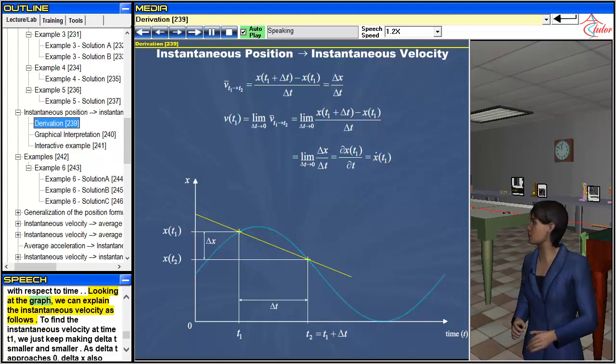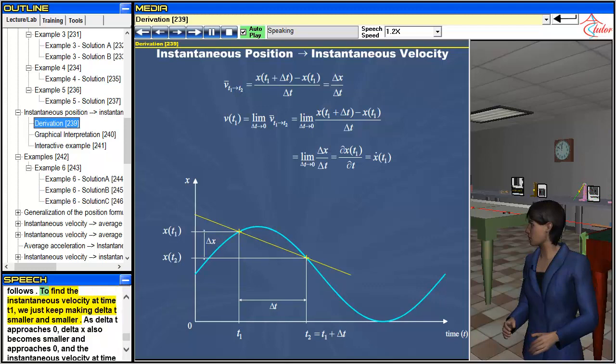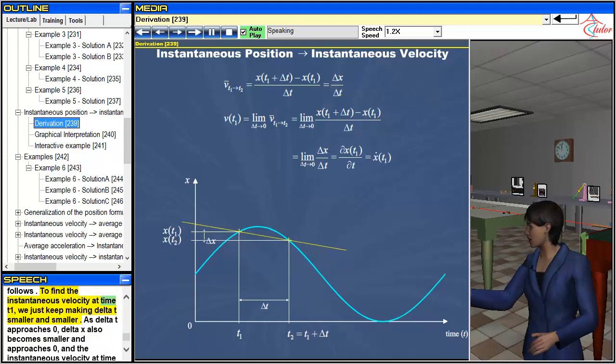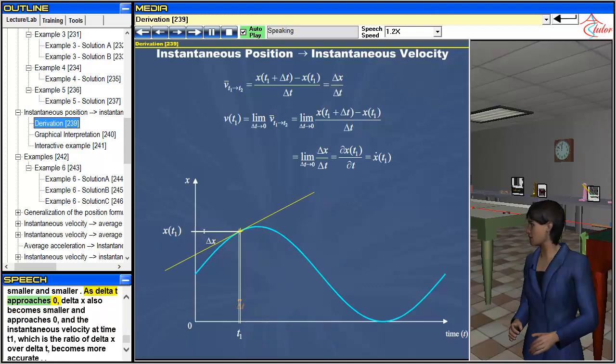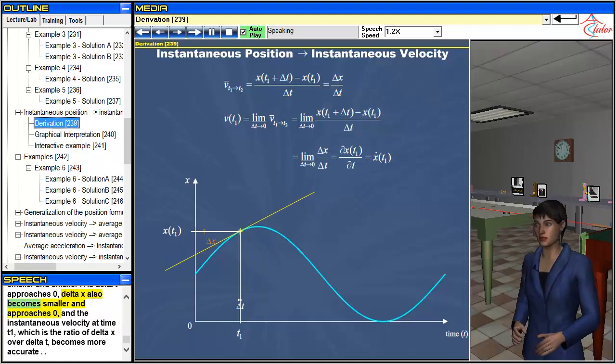Looking at the graph, we can explain the instantaneous velocity as follows. To find the instantaneous velocity at time t1, we just keep making delta t smaller and smaller. As delta t approaches 0, delta x also becomes smaller and approaches 0. And the instantaneous velocity at time t1, which is the ratio of delta x over delta t, becomes more accurate.